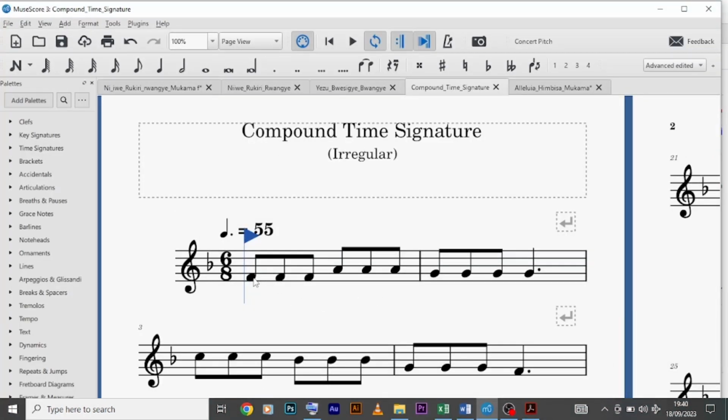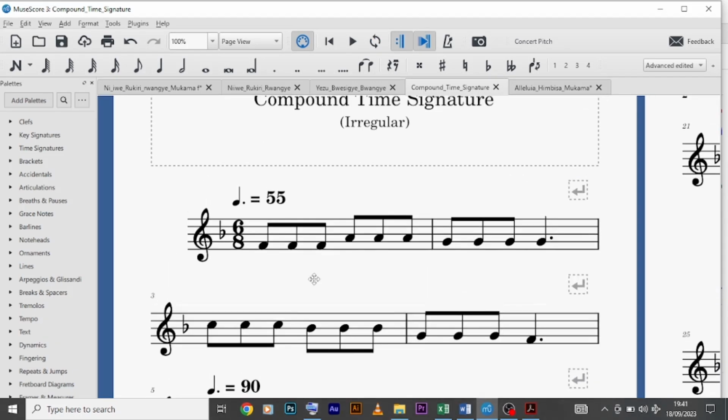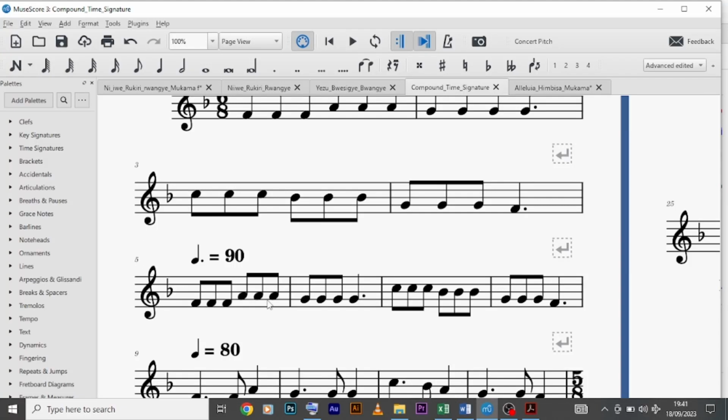For instance, the 6/8 here, we have do, do, do, mi, mi, mi, re, re, re, re. So, so, so, fa, fa, fa, re, re, re, do. 1, 2, 3, 4, 5, 6, repeated for each bar. The speed can change. The tempo can change, and when the tempo changes, the rhythm may slightly change also.